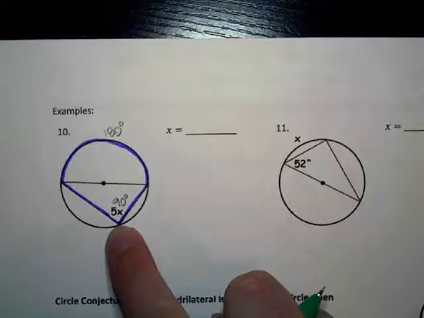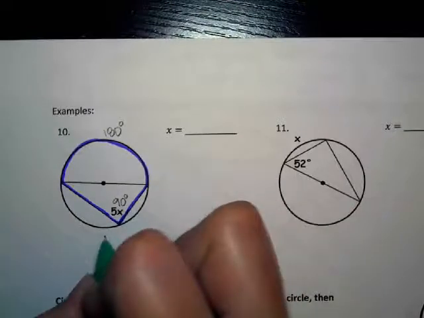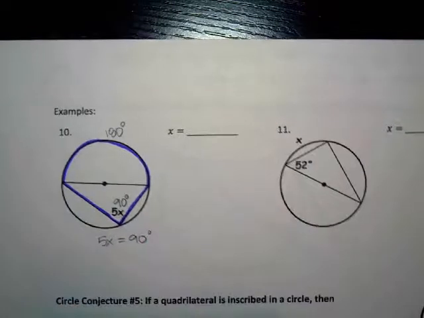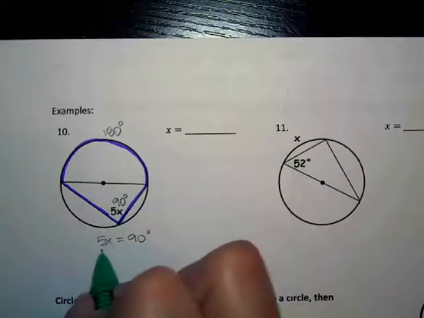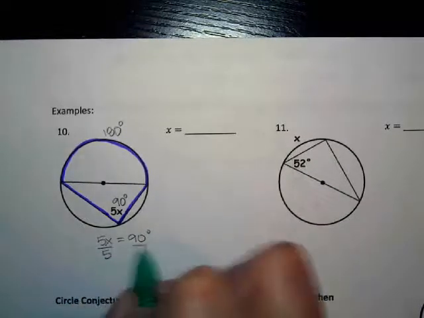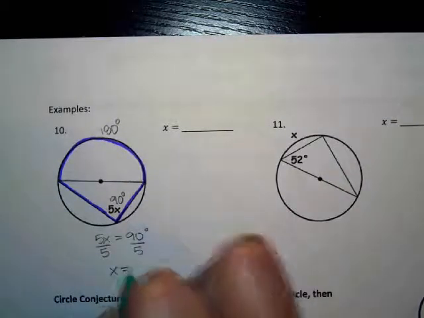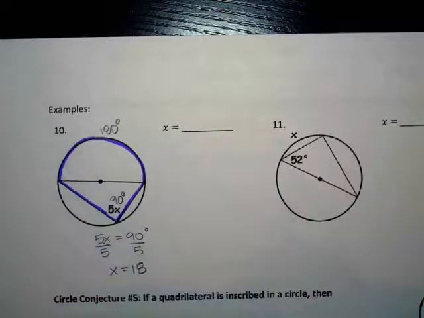And so now the equation that we're solving is we're going to say 5x equals 90. And then to solve the equation, we can just divide by 5. And so what does x equal? x equals 18. 90 divided by 5?